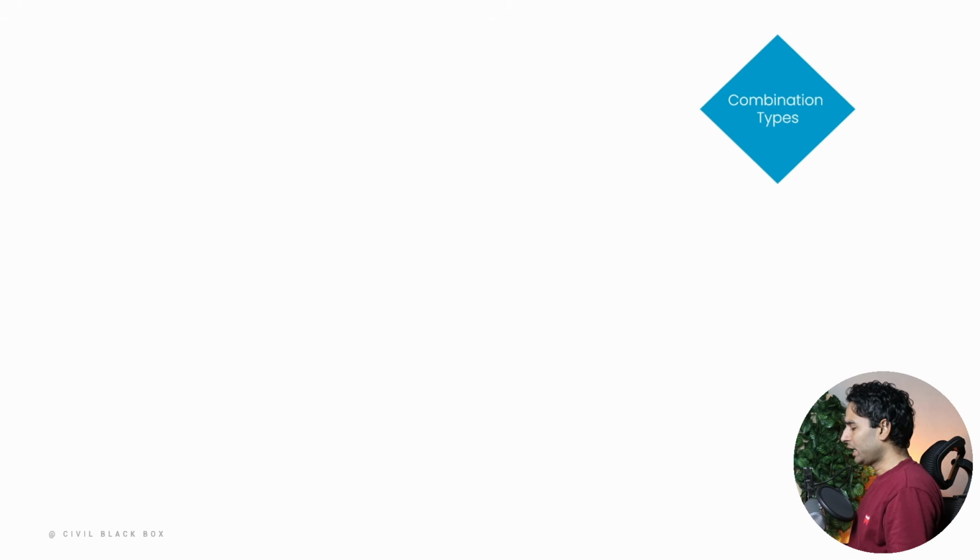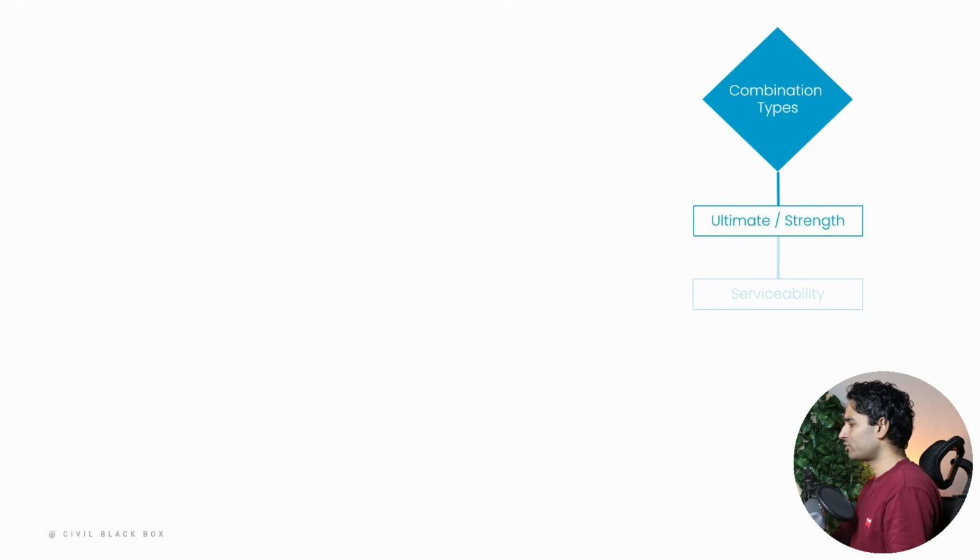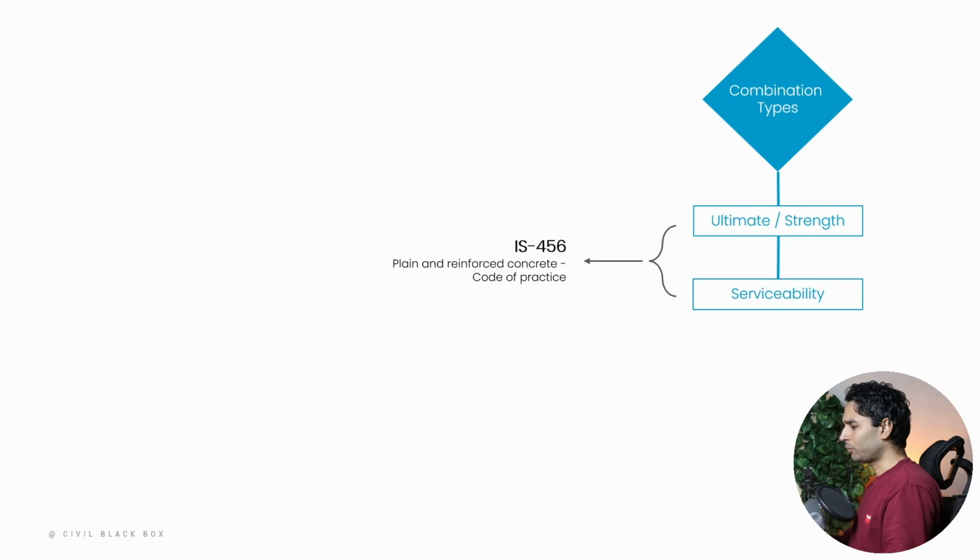Finally, we have the combination types. Now, when it comes to combination types, you might have also usually seen that we have two criteria to look for. We have the ultimate strength criteria and we have the serviceability criteria. So one is the limit state of collapse and one is the limit state of serviceability. Now, these two come from IS 456, which is the code of practice for plain and reinforced concrete. Again, everything which I'm talking about is with respect to RCC structures only.